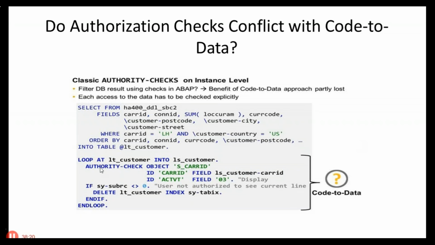So loop at lt_customer into ls_customer. So we have this authority check. When we make this authority check, user authorized or not, it will say authority check if S_CARRID and ID carrid field ls_customer-carrid, ID activity field 03. So only when these are satisfied, it will loop the data. I mean, it will delete the data. So delete lt_customer index sy-tabix. If user is not authorized to see the current line, we will be able to delete only when this condition is satisfied.